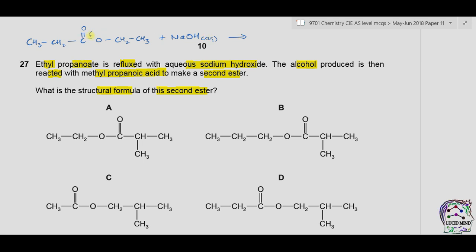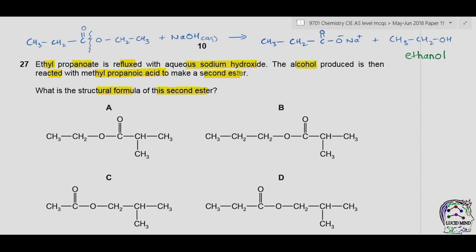The portion with carbonyl will become the sodium salt of carboxylic acid, while the other portion will become alcohol. So the product formed is CH3CH2, C double bond O, O negative, sodium positive. So this is the sodium salt of carboxylic acid. And also ethanol is formed. Now this product, which is ethanol, can react with methyl propanoic acid to make the second ester.